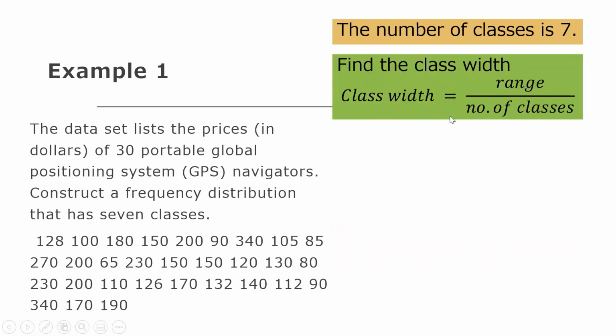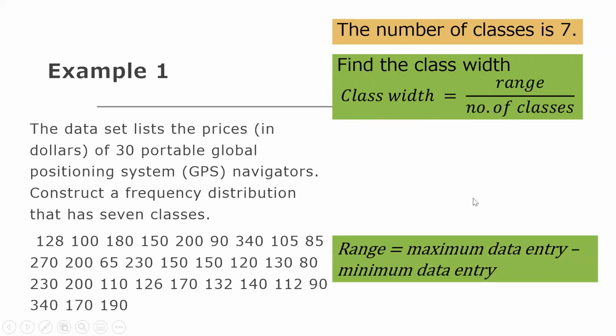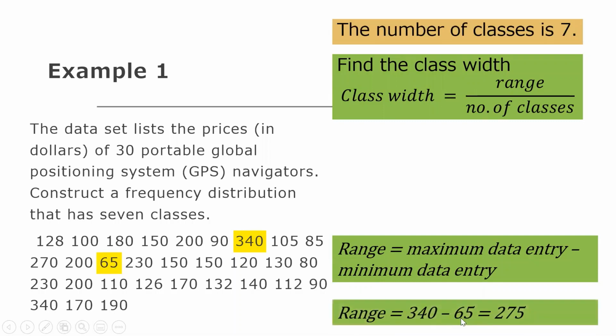Second step, find the class width. The formula for the class width is the range over the number of classes, meaning range divided by 7. The range is equal to the maximum data entry minus the minimum data entry. The maximum data entry here is 340 and the minimum data entry is 65. So that is 340 minus 65, which is 275.